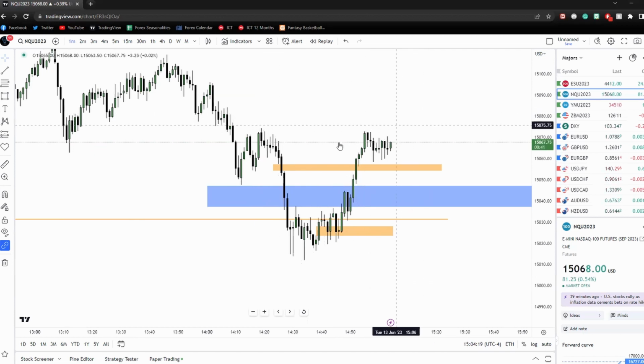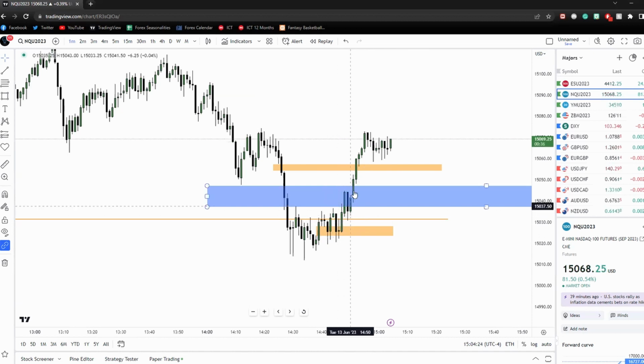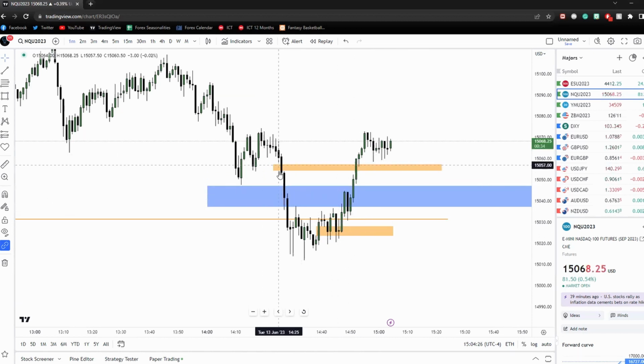Basically, very simple. So in my mind, when I was doing my analysis for this trade, it was: okay, it comes down here, accumulates here, runs higher into the short-term premium, into this level here, which it does beautifully.